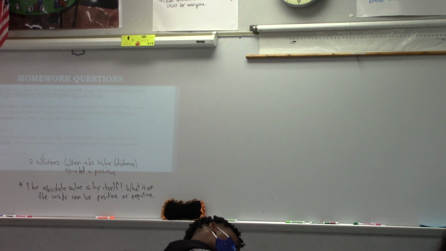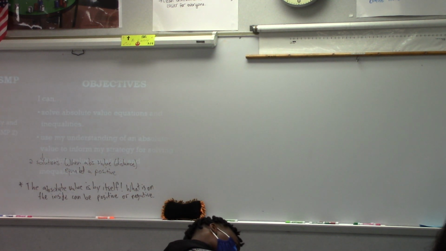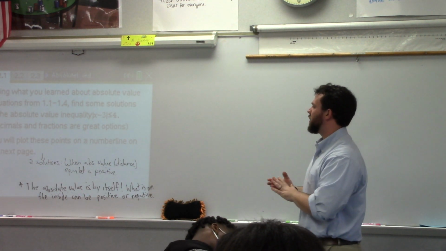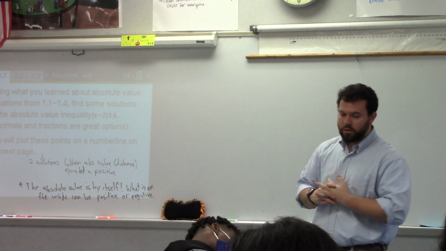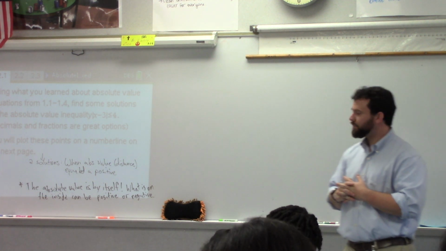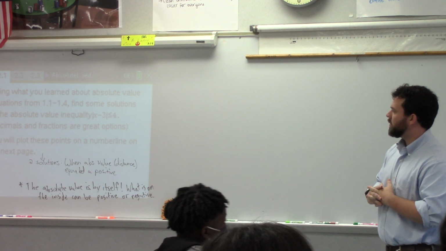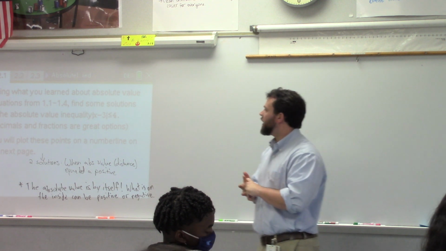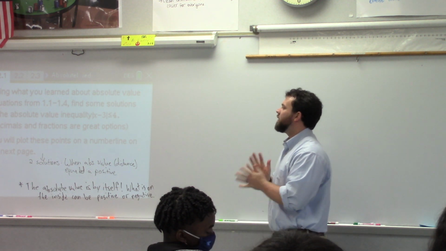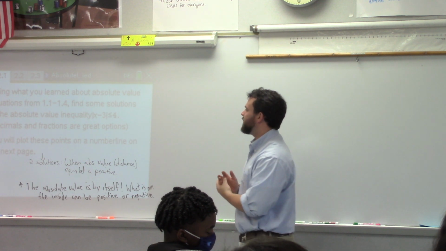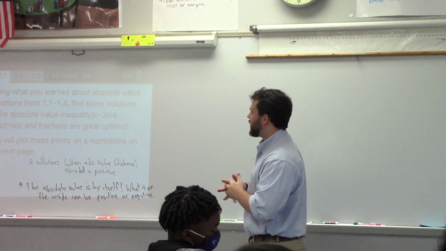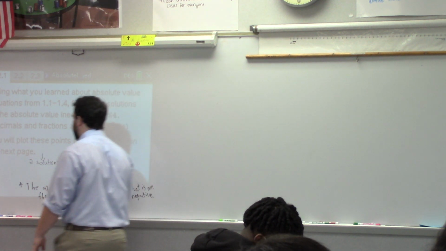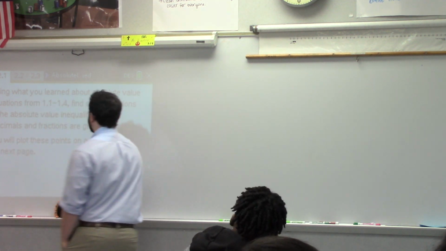We got to start on this absolute value stuff. If you want to ask questions about inequalities, I'll make sure we have some time for that tomorrow as part of the review. So, go ahead and go to 2.1 on the calculators. Using what you learned about absolute value equations from 1.1 to 1.4, find some solutions to the absolute value inequality, absolute value of x minus 3 is less than or equal to 4, right? Decimals and fractions are great options. We're going to go over this together, and you can mark these points on the next page.